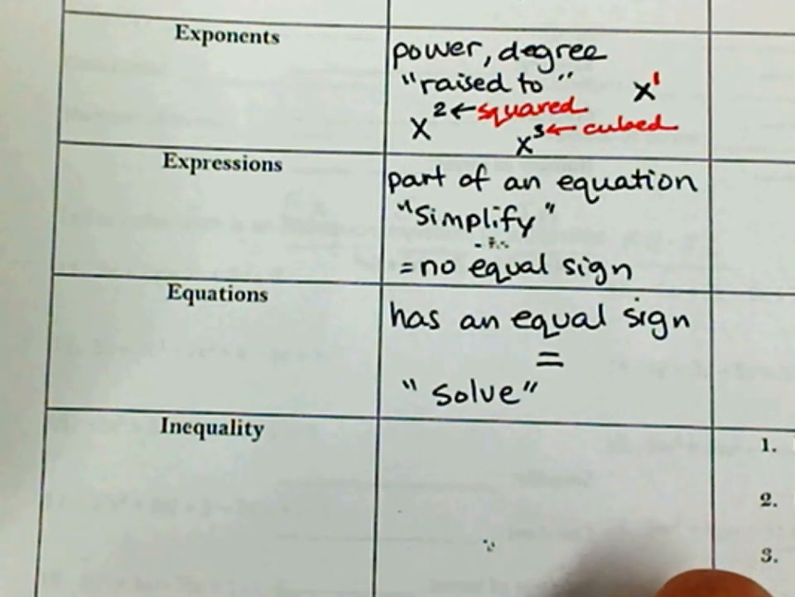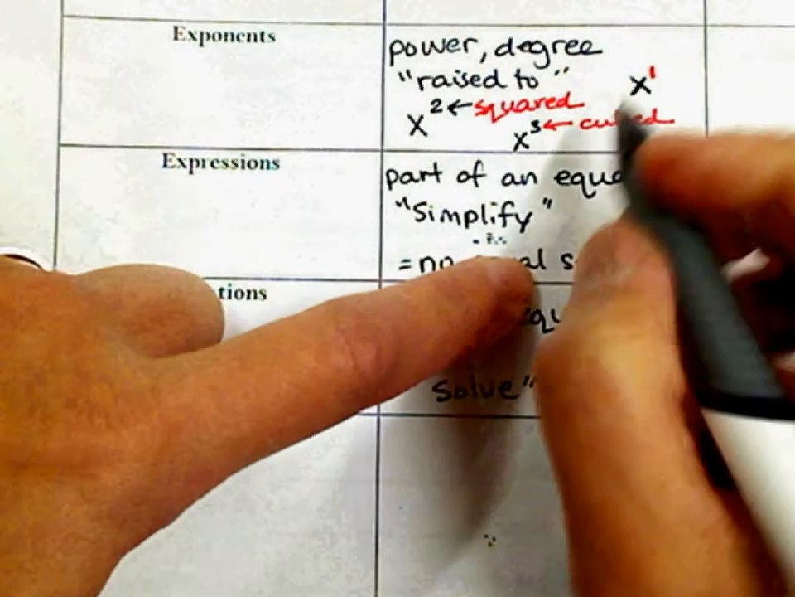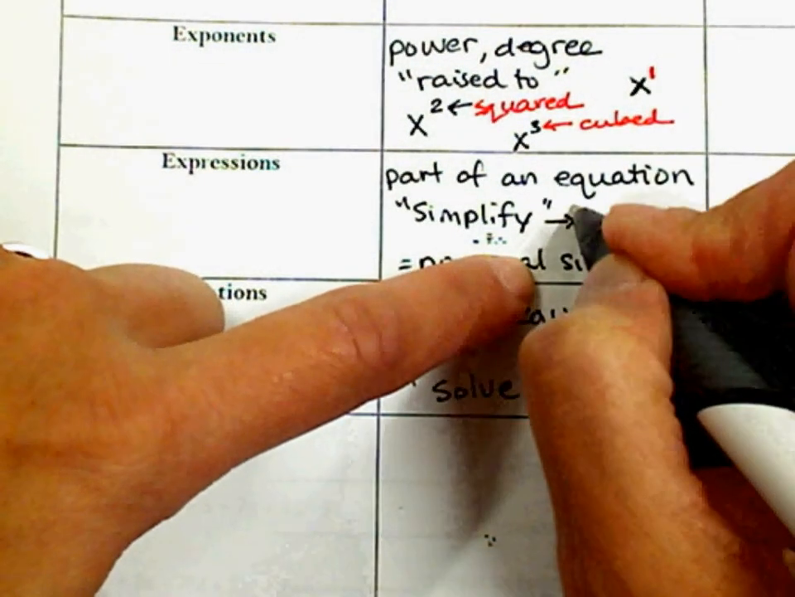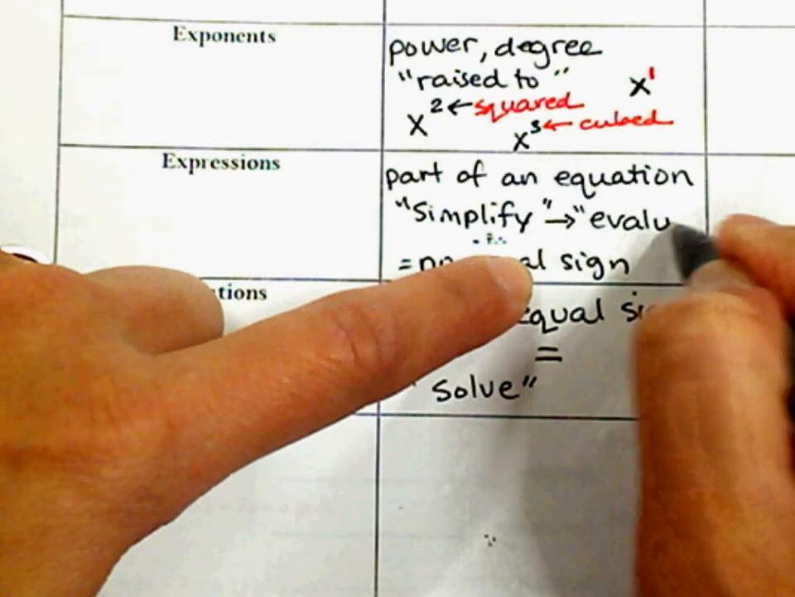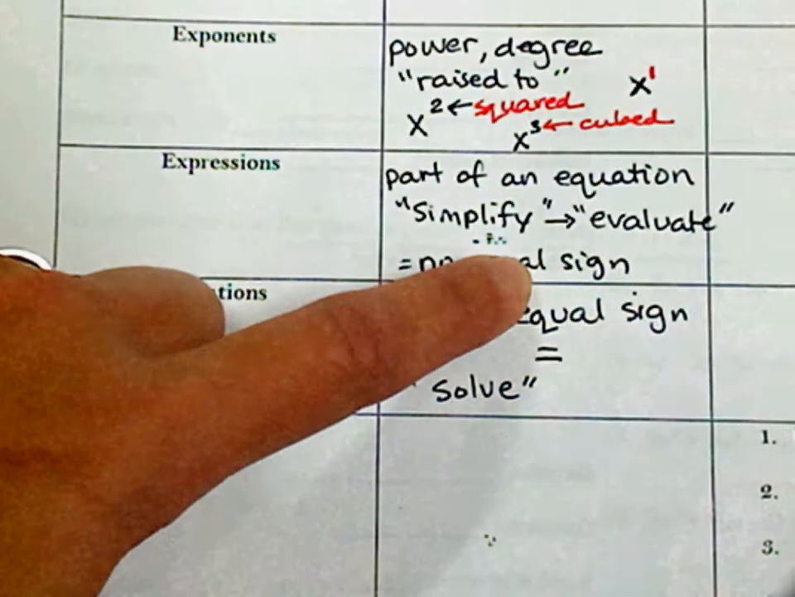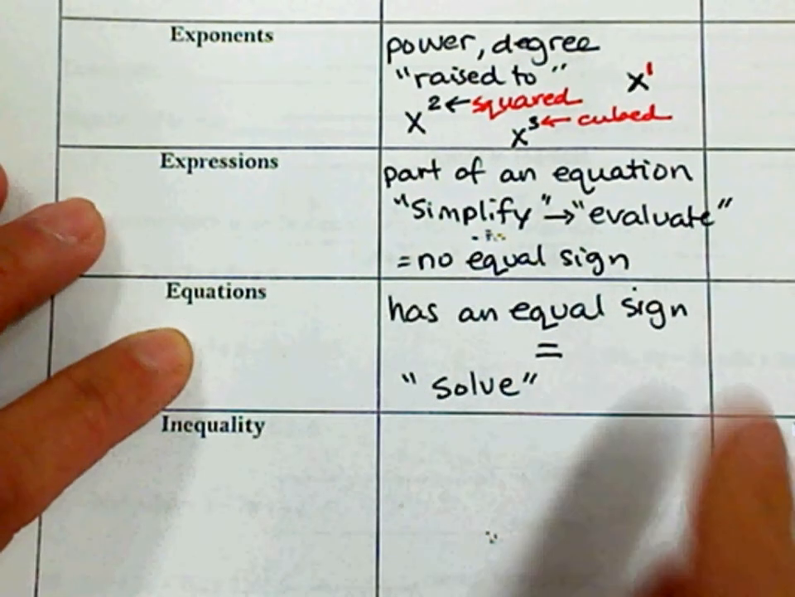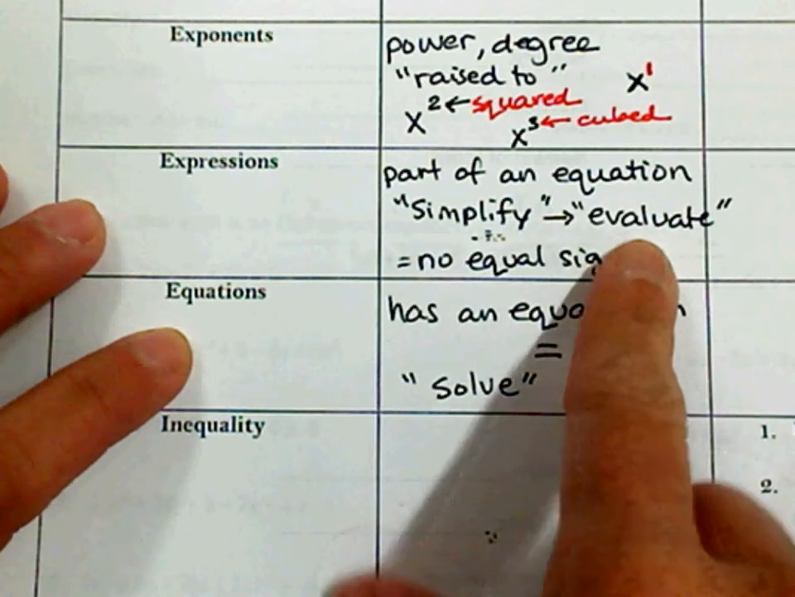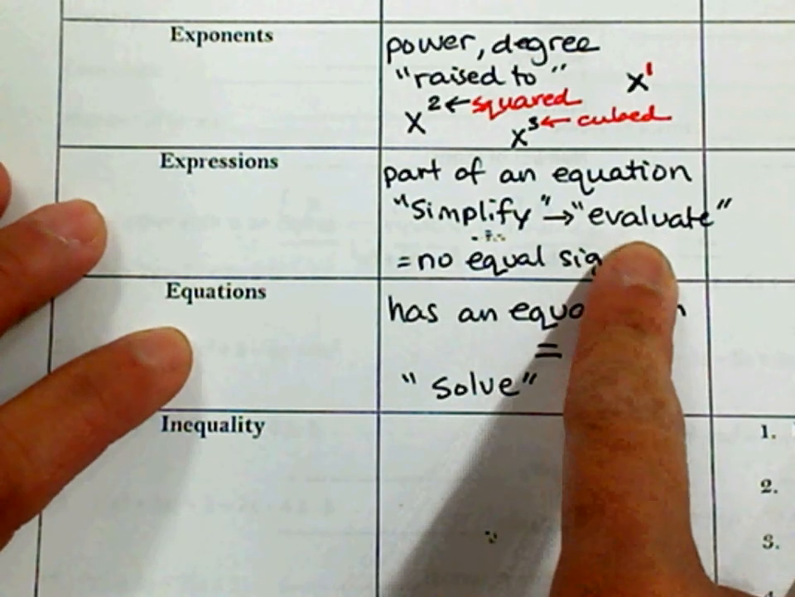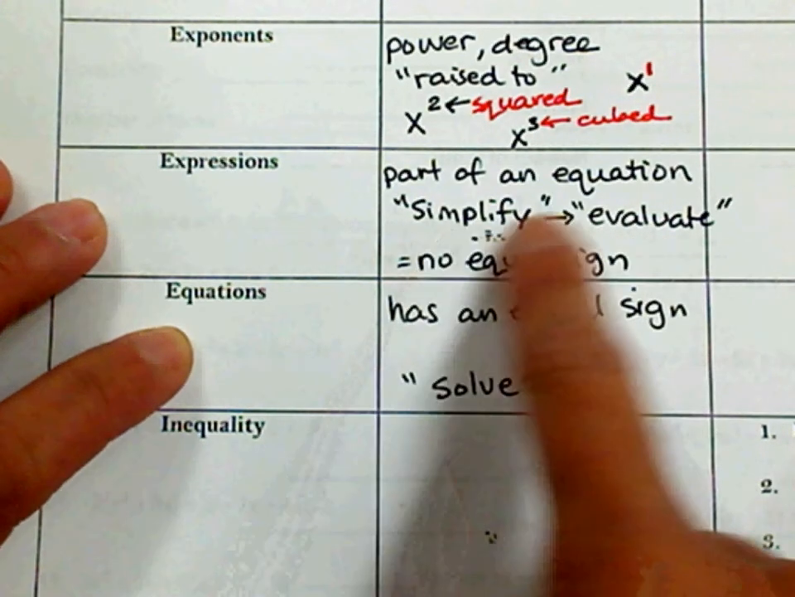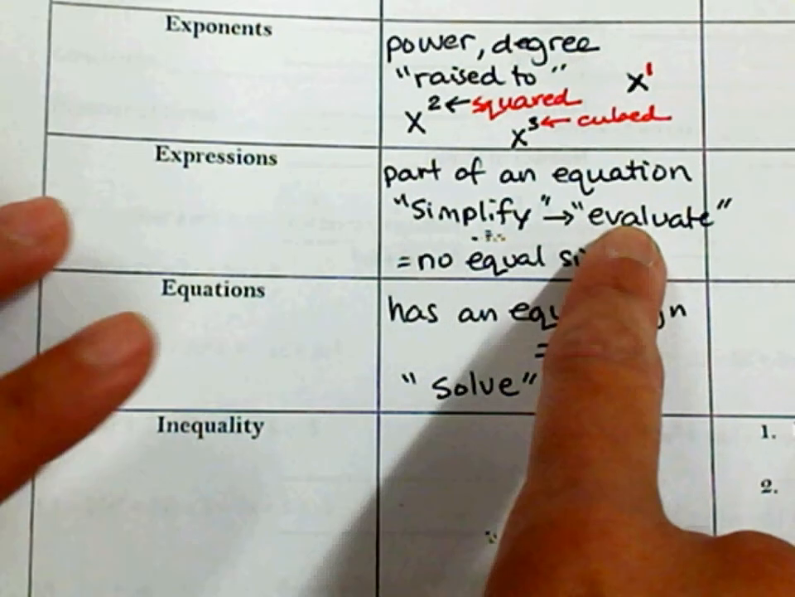Okay? Sometimes you hear the word simplify. Go back to this one. Sometimes you hear the word evaluate. Evaluate means to simplify. So add that word, because you see that word a lot. You know what that word means. Evaluate. Simplify, evaluate. Okay? It means the same thing.